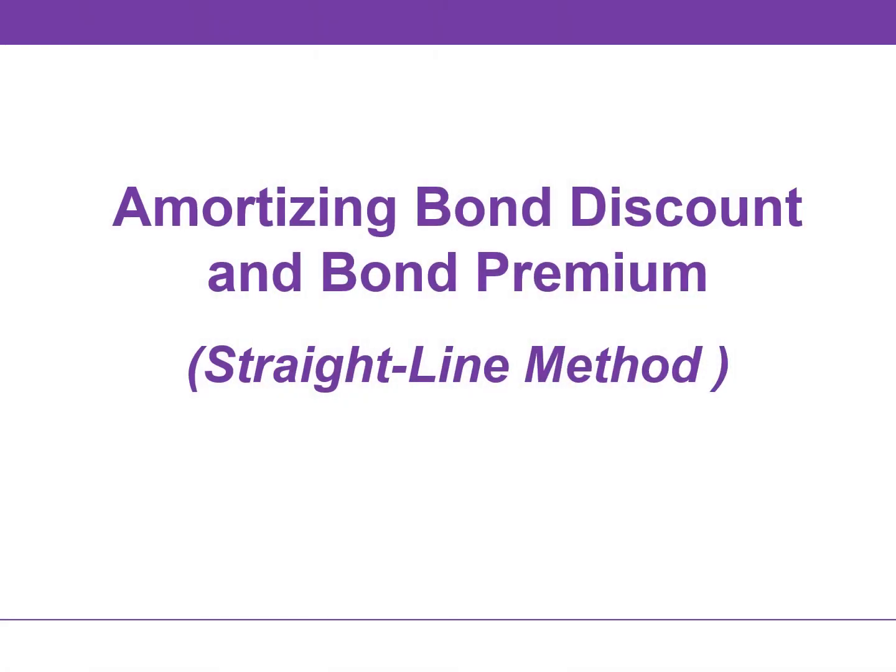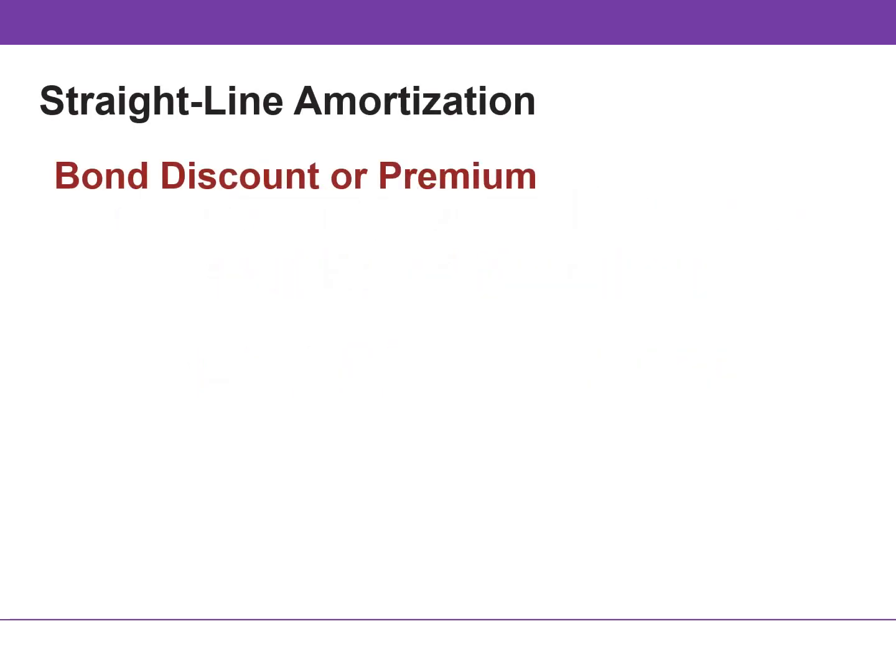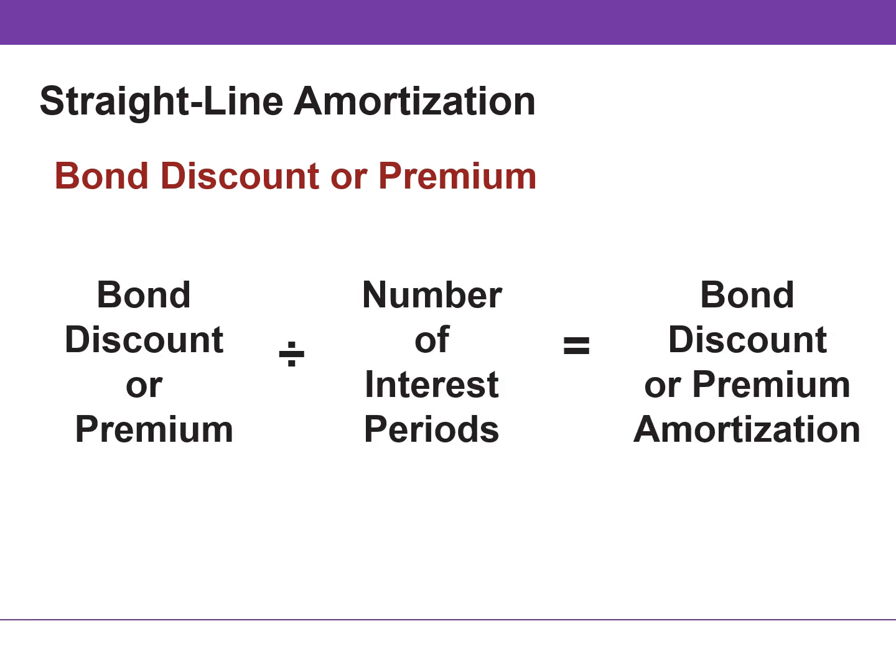In this video, we will illustrate the straight line method of amortizing both bond discount and premium. Using the straight line method of amortization, we allocate the same or equal amounts to each interest period. The calculation is the amount of the bond discount or premium divided by the number of interest periods.